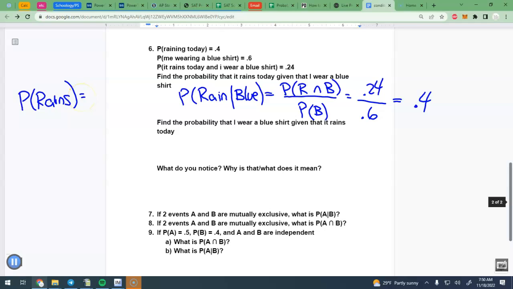Don't think too hard. 0.4. So, this is what independence is. If I know the probability that it rains today, it's a 40% chance it rains today, right? Well, now I tell you that I wore a blue shirt today. Does that have anything to do with the probability that it's going to rain? No. So that's independent.